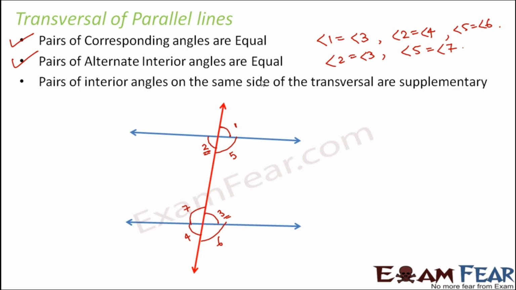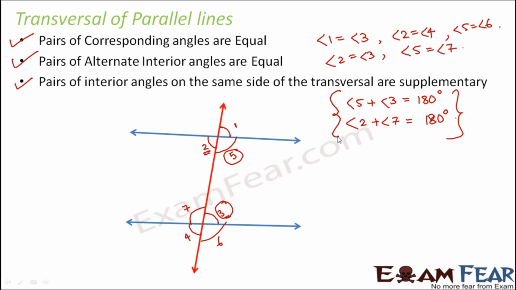Pairs of interior angles on the same side of the transversal are supplementary. Now, which are the interior angles on the same side of the transversal? Maybe angle 5 and angle 3. So as per this, angle 5 plus angle 3 is equal to 180 degrees. That is, these are supplementary. Similarly, angle 2 plus angle 7 is equal to 180 degrees. So these are certain relationships which hold true for a transversal intersecting parallel lines. Now that's important. Now you might wonder why it is that suddenly for parallel lines so many angles have become equal, like the corresponding angles became equal, alternate interior angles became equal.